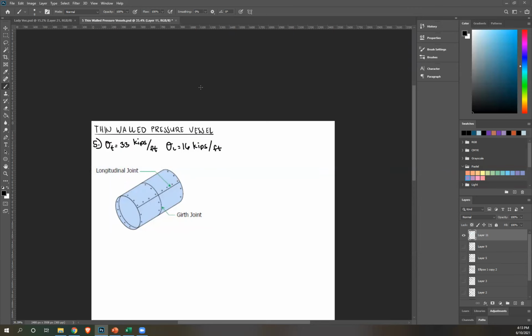Very good, Janelle and Miguel, it's tangential. As I've said, tangential is always the critical stress. So Flores and Mooney.